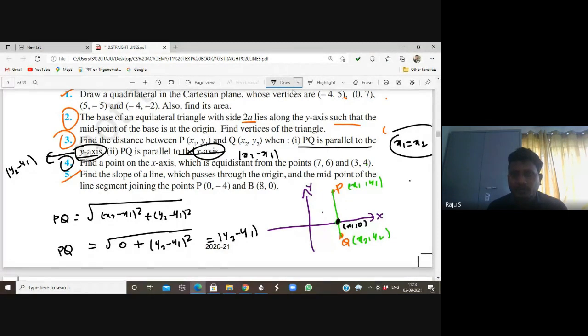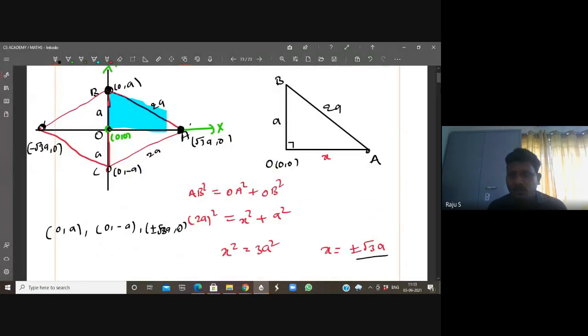Coming to the fourth one: find a point on the x-axis which is equidistant from (7, 6). So simple questions here.